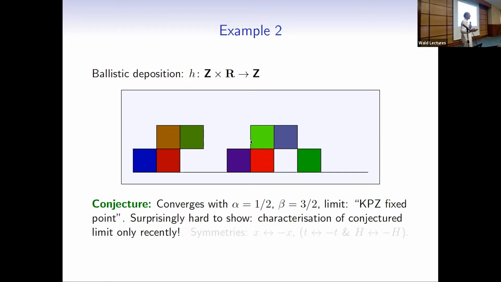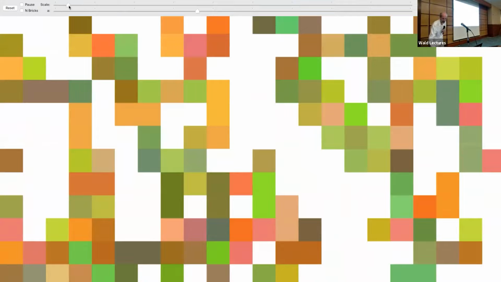Let me just show you again an animated sort of movie for that guy, right? So here, whoops. What's happening? Okay. So here you see the pile of bricks piling up, right? And if you look at what happens at large scales, it does something like this. So that's the behavior at large scales. And this time you do see that actually it's not time reversible. So it's a little bit similar to the previous movie, right?